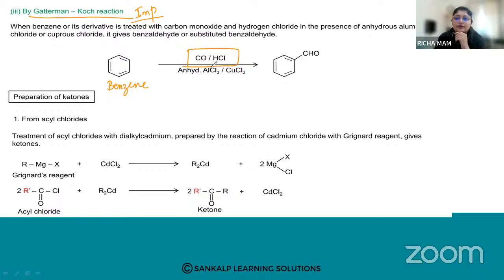In the presence of anhydrous AlCl3 or cuprous chloride, it will give you a benzaldehyde. It will give you what? A benzaldehyde. So what we are doing? We are taking benzene or any of its derivatives. We are going to treat it with carbon monoxide in the presence of hydrochloric acid, anhydrous AlCl3 or cuprous chloride. Okay, we are going to get benzaldehyde or substituted benzaldehyde.